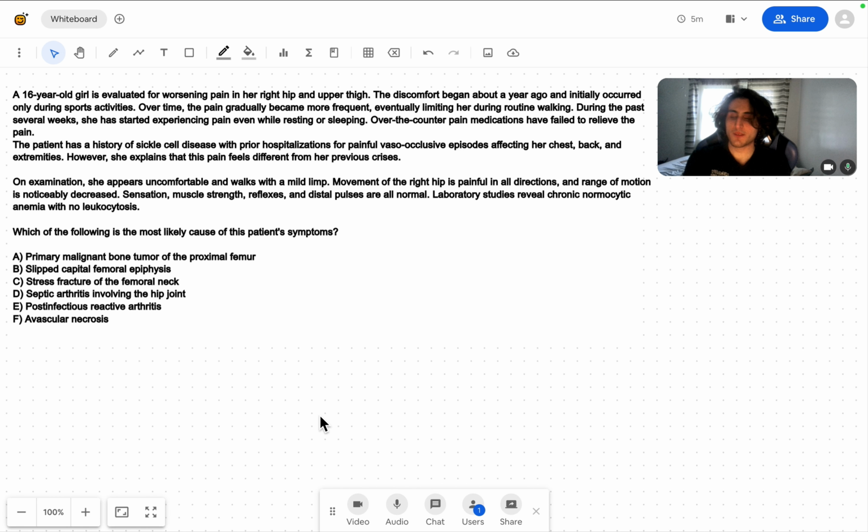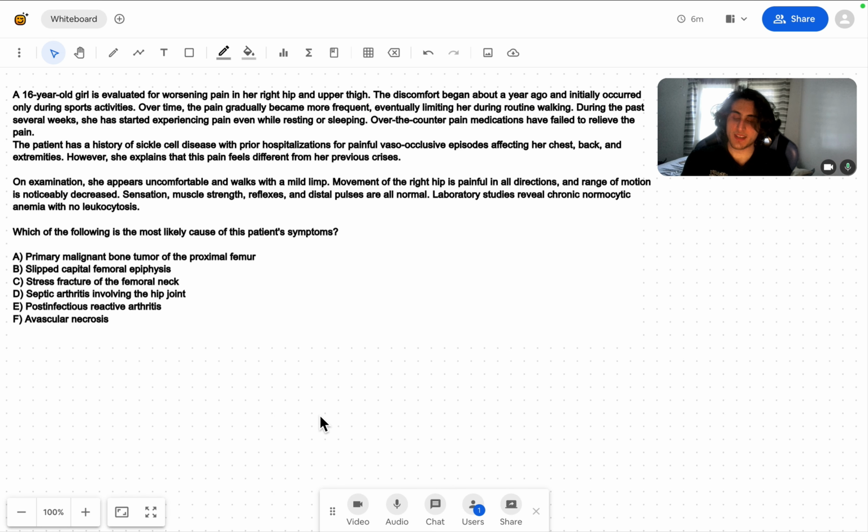E, post-infectious reactive arthritis. Post-infectious reactive arthritis is likely after gastrointestinal infection or genitourinary infections, but we have no evidence to basically prove that the patient has had this kind of infection. So I'm not very happy with this answer choice.